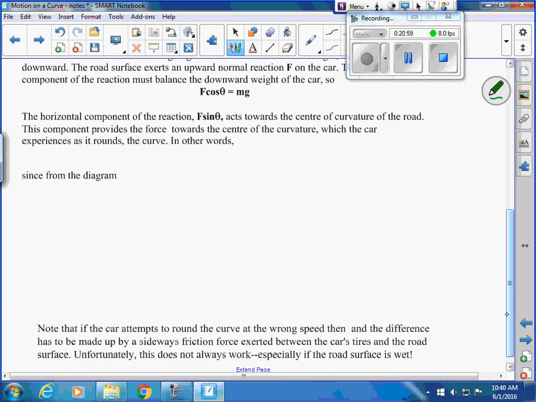Okay, you guys have space here, right? Yes? Okay. So, from the diagram, right here, you should have F sine theta is equal to mv squared over r. The F sine theta from that diagram above is equal to the centripetal force. Yeah?